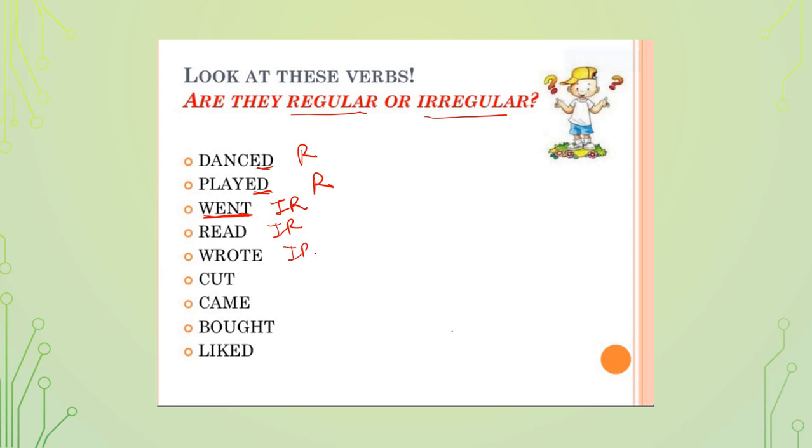Wrote, irregular. Cut, irregular. Come, came, irregular. Bring, brought, irregular. Like, liked, regular. Ed has been added. So that is how you will understand regular verbs and irregular verbs. Irregular verbs, it's your responsibility to learn them. And regular verbs, they are following the rules. Even if you don't remember them, you'll automatically get to know the past form. But irregular ones, you will have to remember.